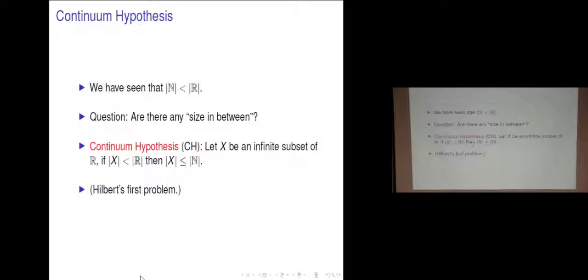So this is an important problem. Hilbert, in 1900, gave a lecture in the International Congress of Mathematicians. He listed 23 problems, and this is his number one problem. In the past 100 years, it got solved. I'll show you the history. So this is a mathematical problem, and it's very important.